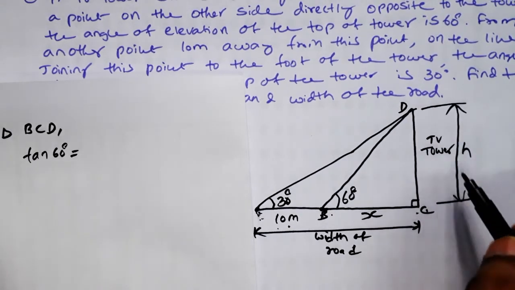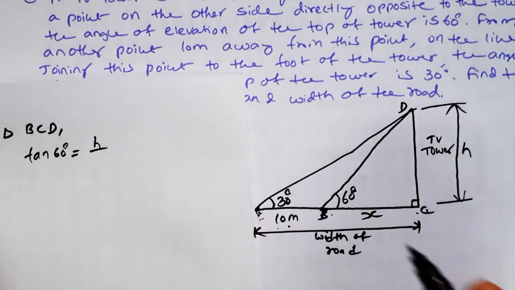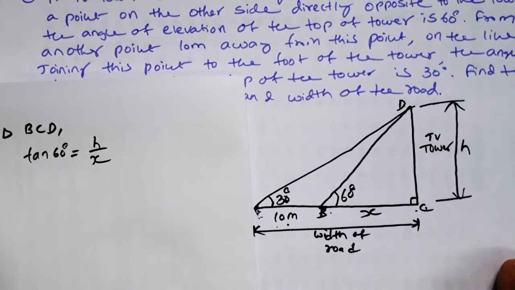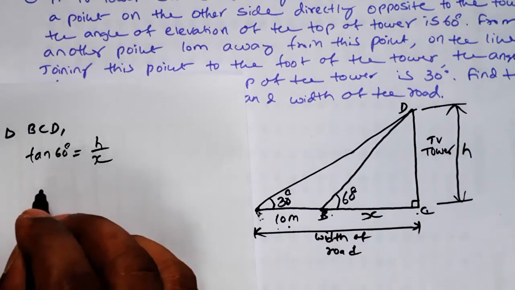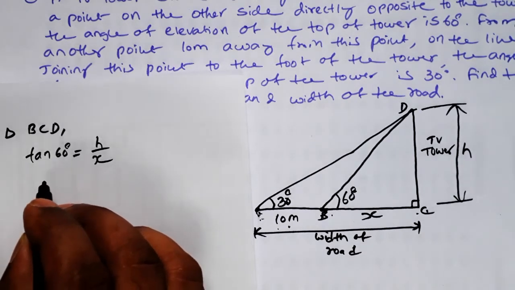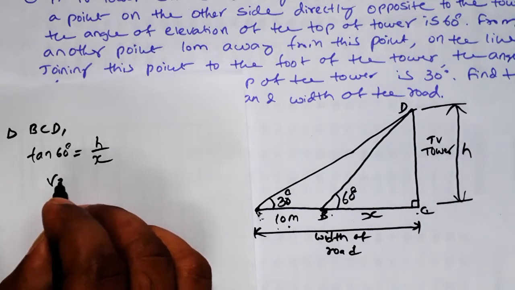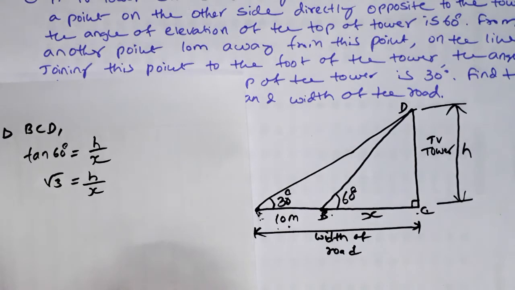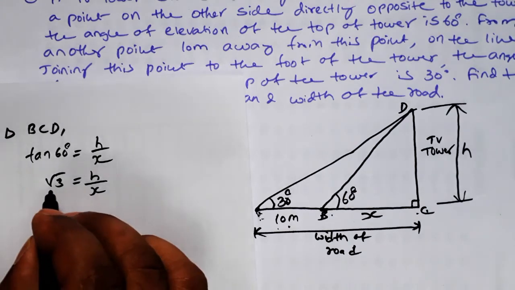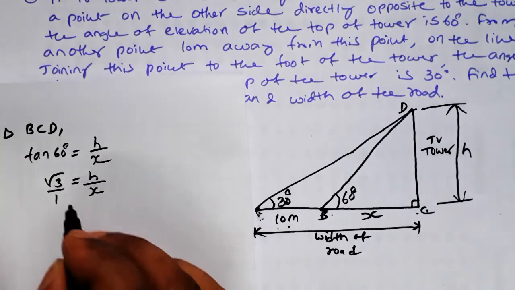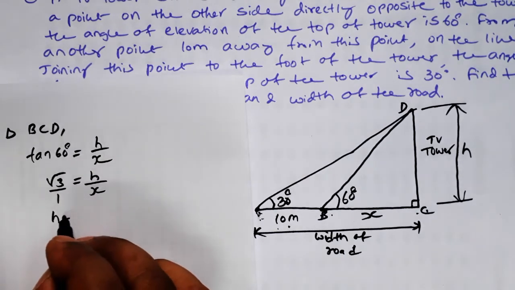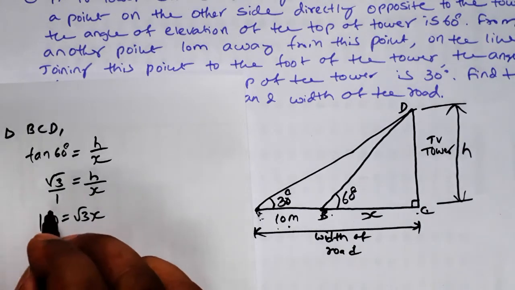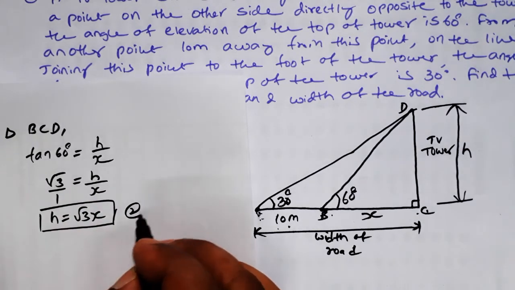Okay, this is triangle BCD. What is the opposite? H. What is adjacent? BC, that is X. Okay. Next, tan 60, what is the answer? Tan 60 answer is root 3 equals H by X. Then root 3 you write as root 3 by 1. 1 into H. H equals root 3x. This is the second equation.